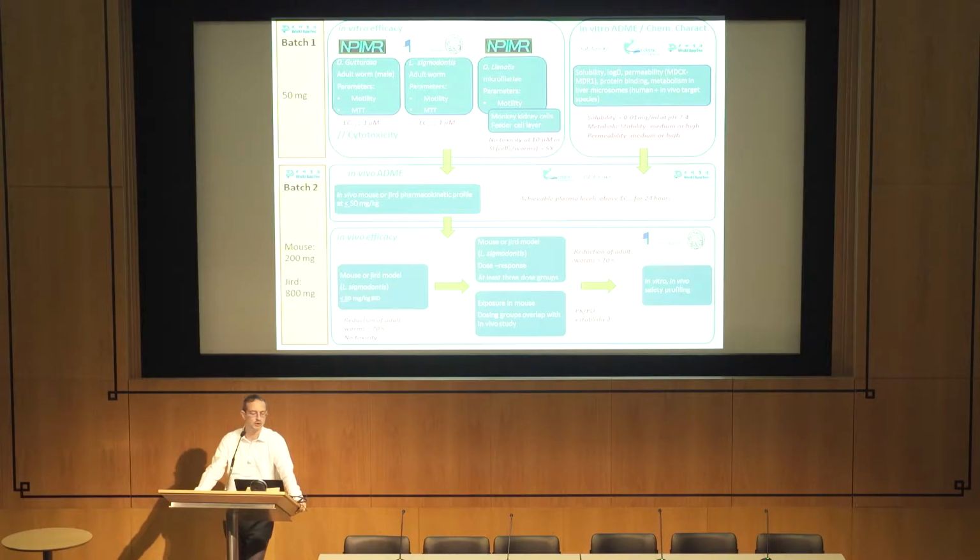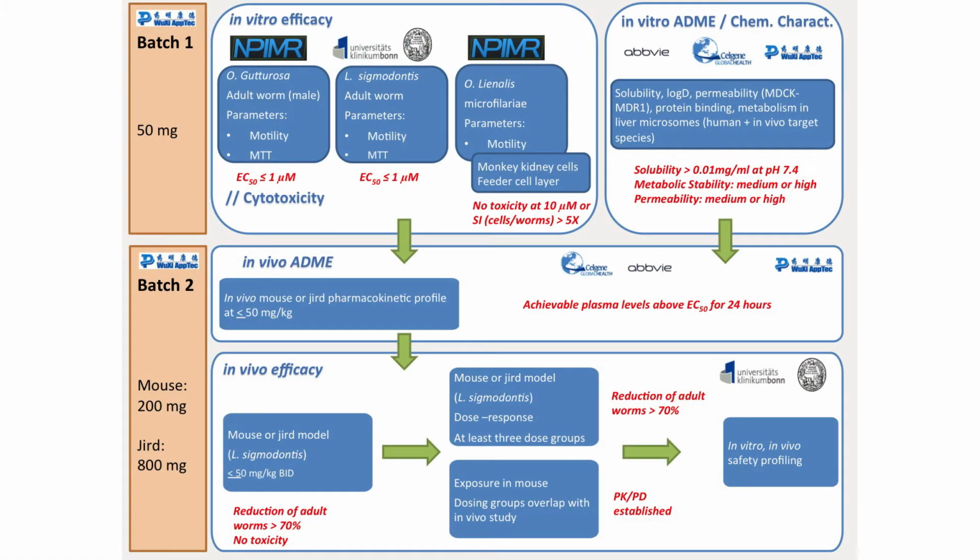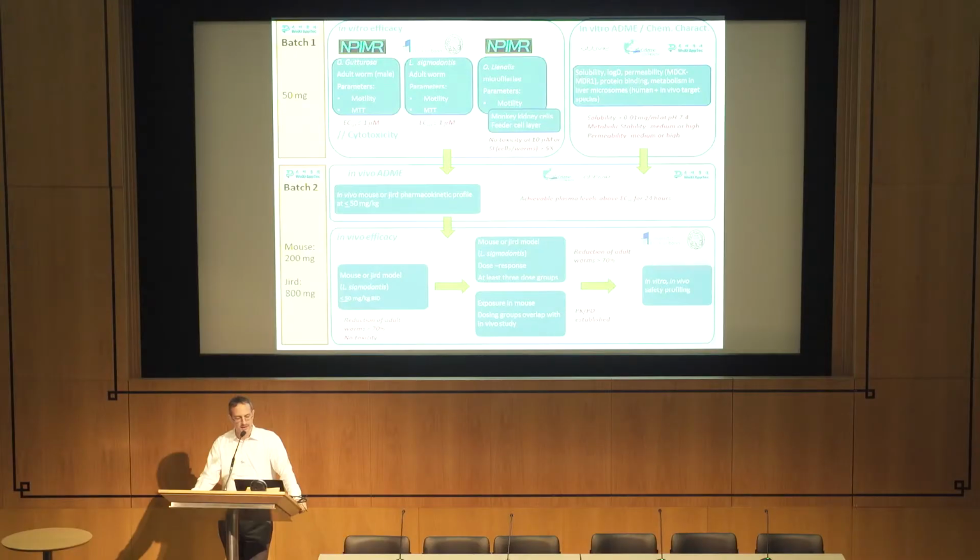On the top left, you've got the academic partners who are doing the in vitro work. We're collaborating with Northwick Park Institute for Medical Research here in London for screening against Onchocerca parasites, and with University of Bonn and the Museum of Natural History in Paris to do the parasitology. And the pharma companies AbbVie and Celgene are working also with a Chinese CRO to improve the ADME properties. And the final box down is the in vivo efficacy, which is also conducted by our academic partners. So this gives you just the structure of how the consortium is working to develop new molecules.